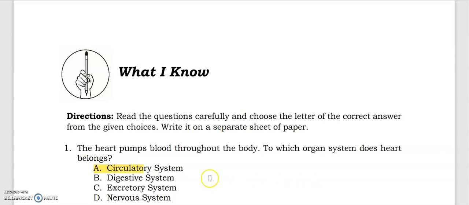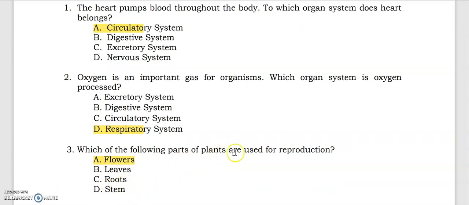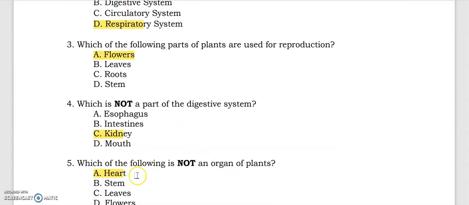Number 1, the heart pumps blood throughout the body. To which organ system does the heart belong? It's the circulatory system. Oxygen is an important gas for organisms. In which organ system is oxygen processed? It's the respiratory system. For number 3, which of the following parts of plants are used for reproduction? The answer is flowers, letter A.